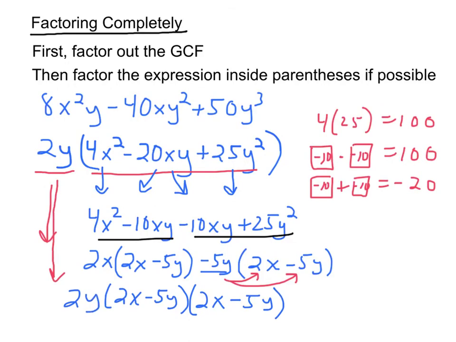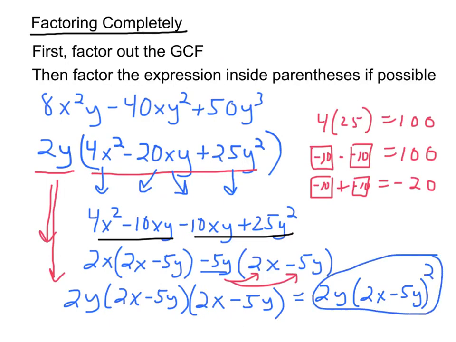And the only thing else you could do is, since these two sets of parentheses are identical, you could write it once and put it to a power of 2, which is a little bit better way of writing the answer. So you could say 2y times 2x minus 5y in parentheses squared. And that's a little bit more condensed way.